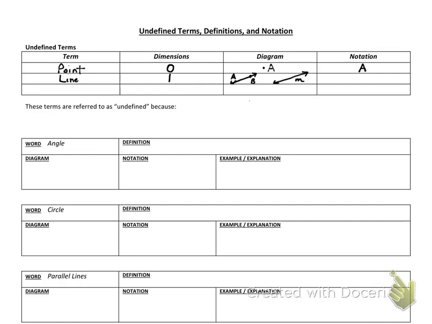So now we need to come up with a notation for this. Does anyone remember how you would do a shorthand name for a line? Because one thing you can do is you can write out line AB, something like that. But there's a shorthand way of writing that.